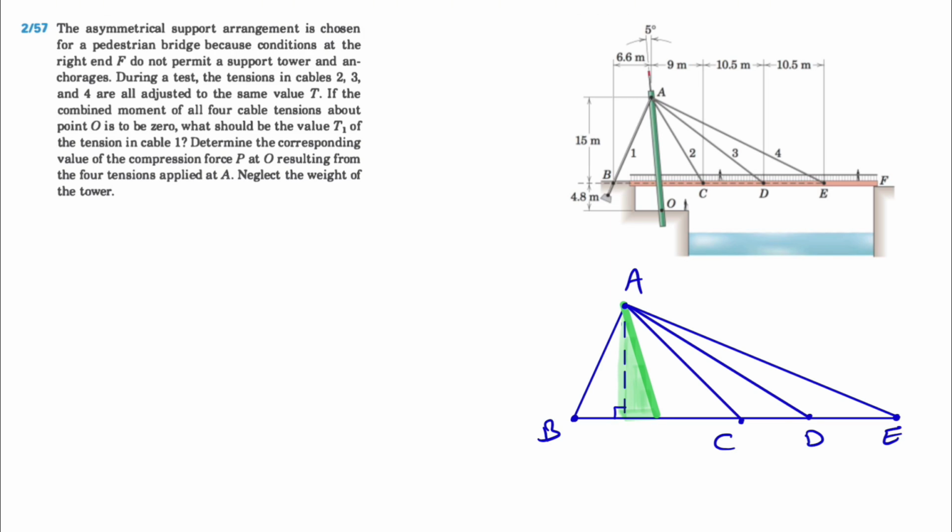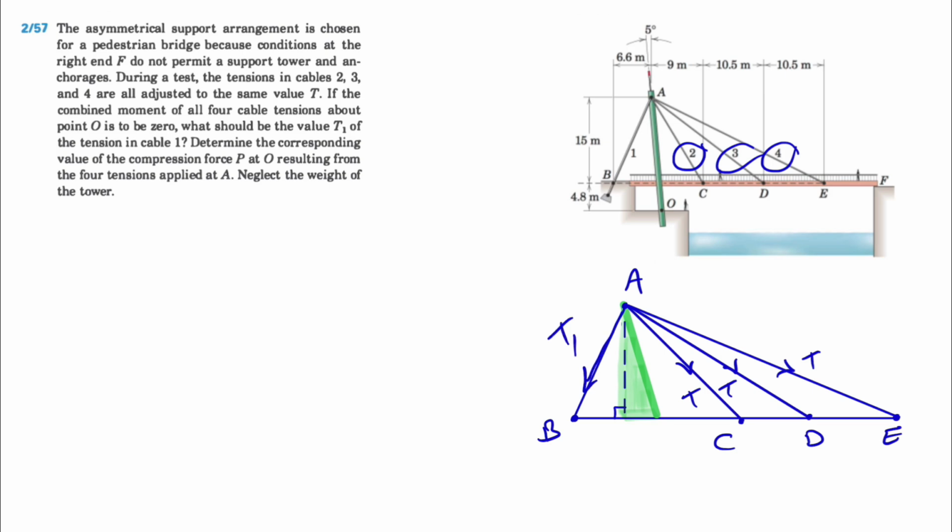During the test, cables 2, 3, and 4 are all adjusted to the same value of the tension T. So we have the same tension T in each of these 3 cables, and we know the combined moment of all these cables about point O is set to be 0. So we are in equilibrium, the sum of the moments of all 4 cables will be equal to 0, and we have to determine the tension in cable 1, let's call it T1.